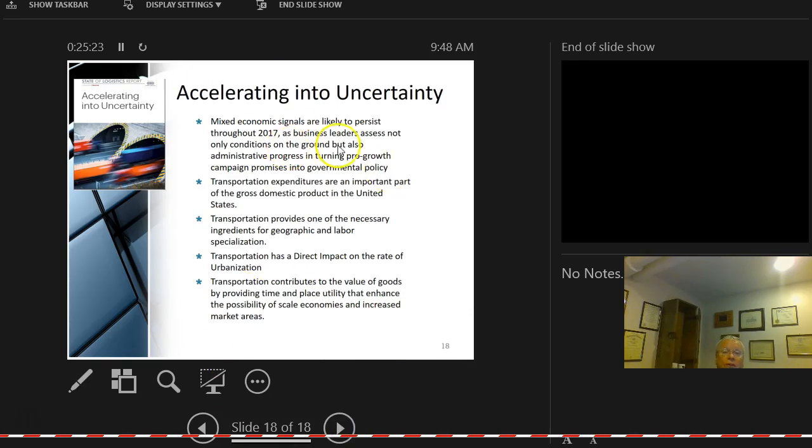So what is all this telling us? We're looking at mixed signals. It's going to continue, and there's no indication that that's going to change as of now. There's just no indication that much is going to get done from the campaign promise standpoint. The gap between the campaign promises and the government policy is enormous right now. We do know that transportation expenditures are an important part of GDP. We just showed that it is almost $1 trillion of GDP out of 24, so that's not insignificant as an activity.